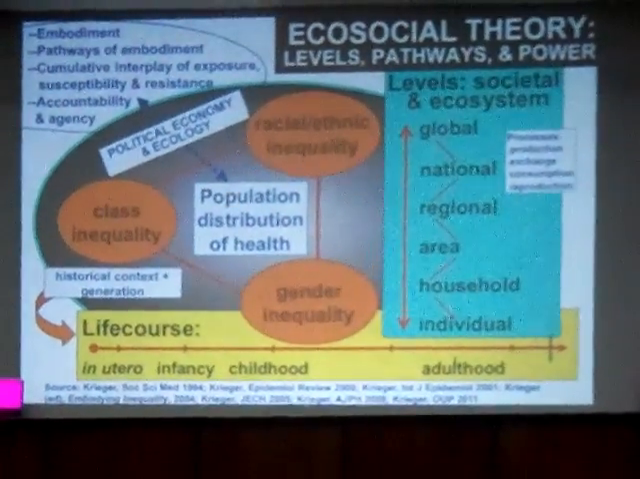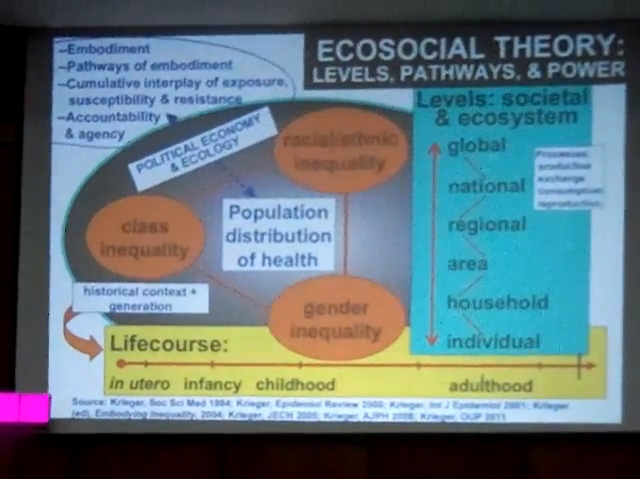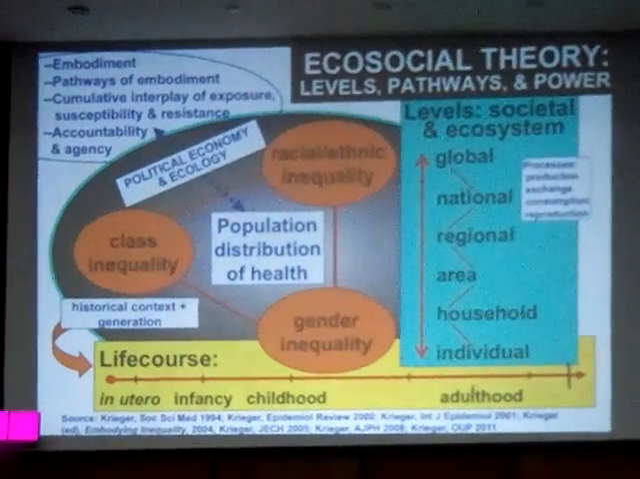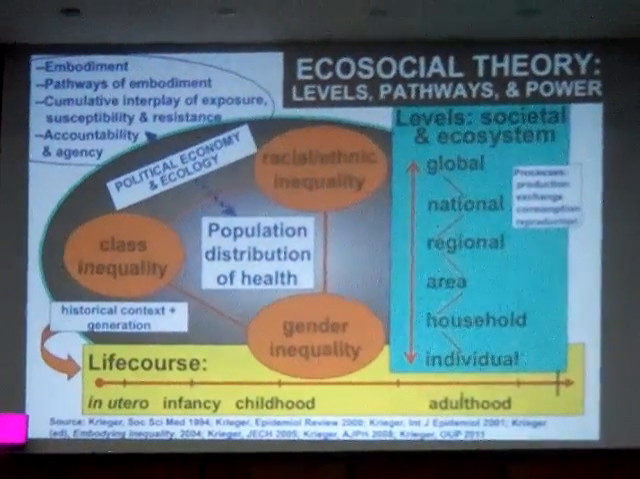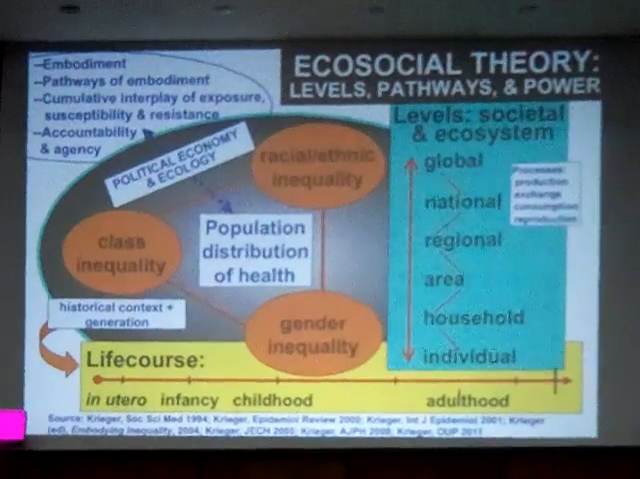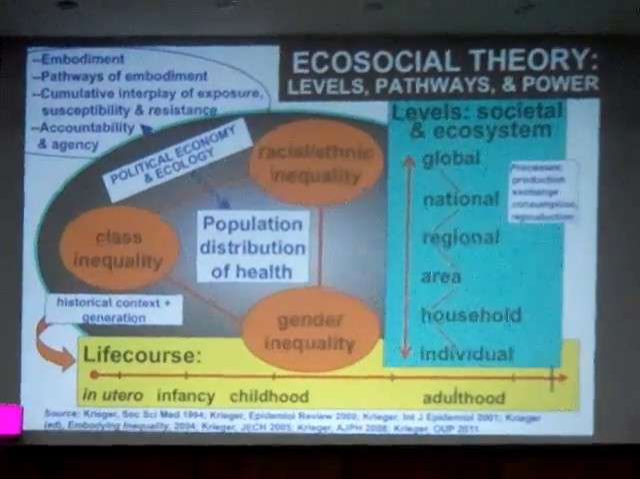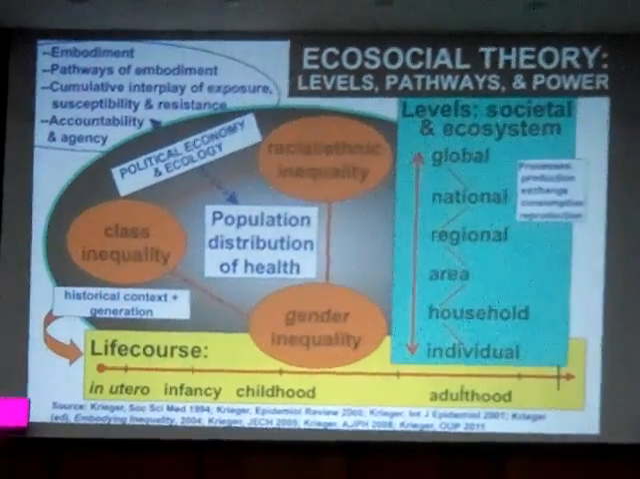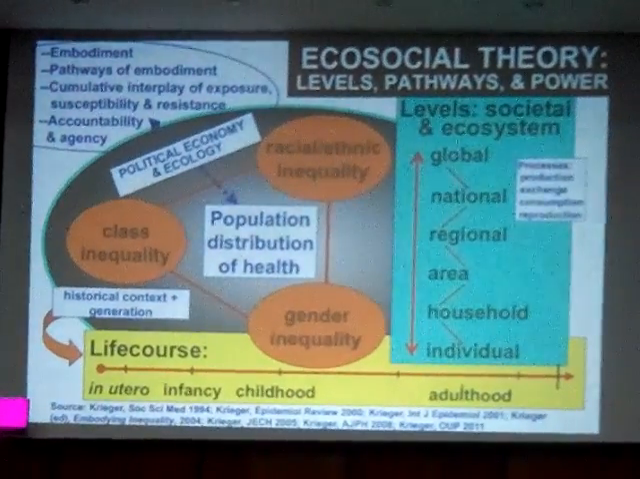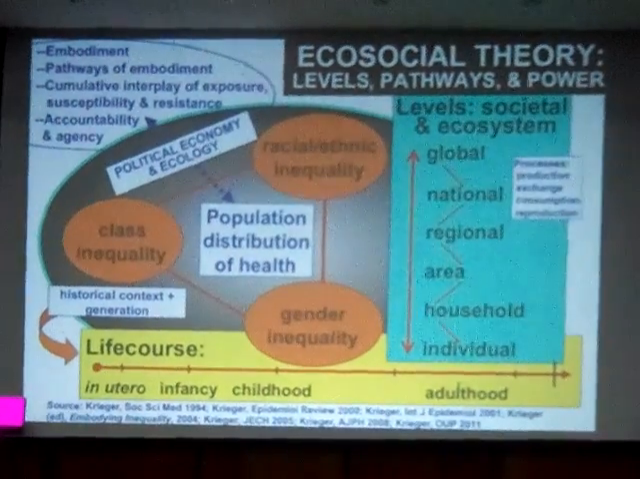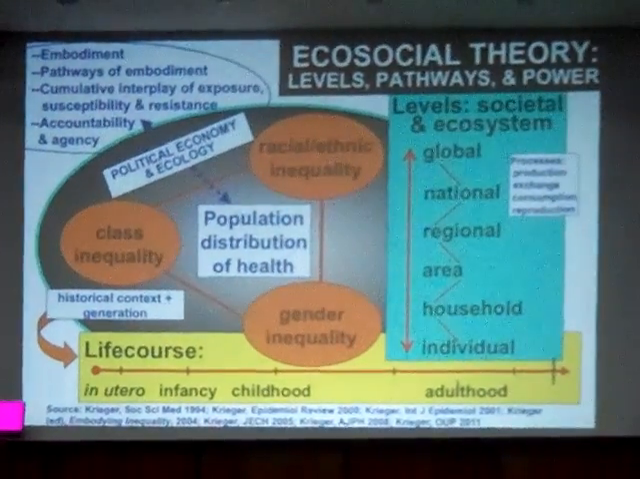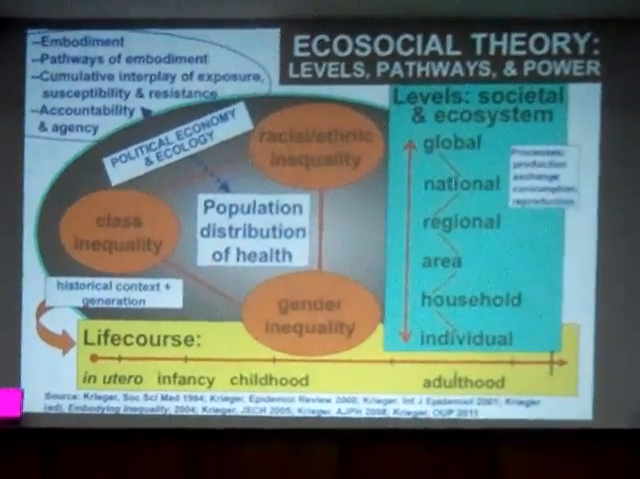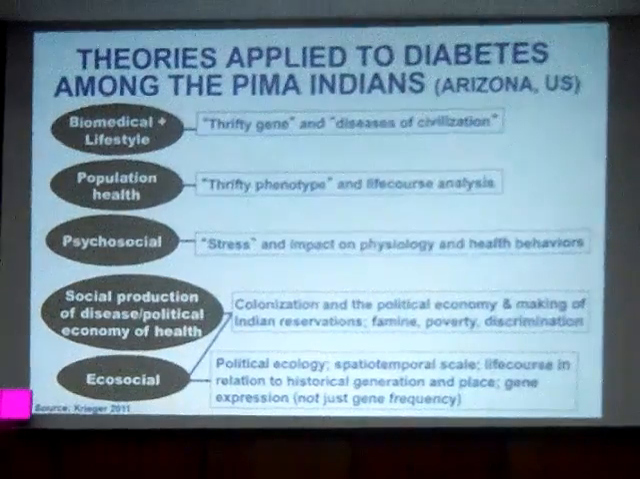A central focus is on embodiment, referring to how we literally embody biologically our lived experience, thereby creating population patterns of health and disease. Another is on accountability and agency, both for social inequalities in health and for the ways they are or are not monitored, analyzed, and addressed. Another key point is that the theory's core constructs are not intended to stand separately, but instead must be used together so as to promote integrated and systematic thinking.